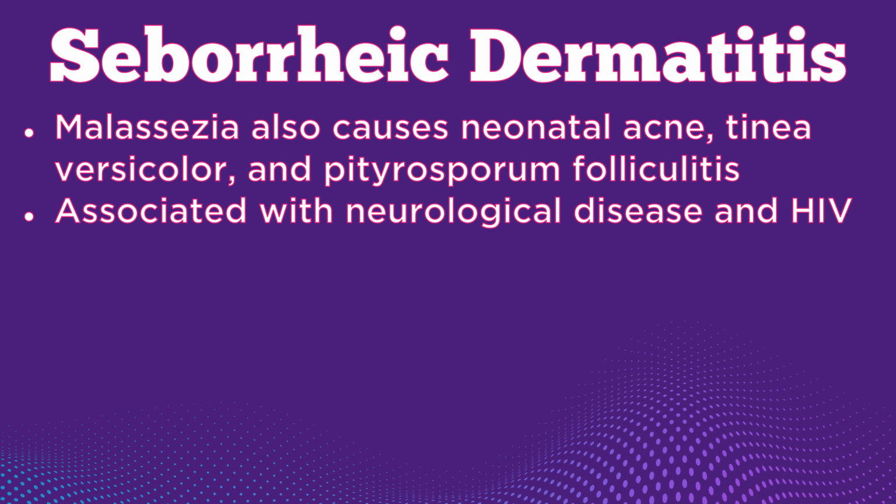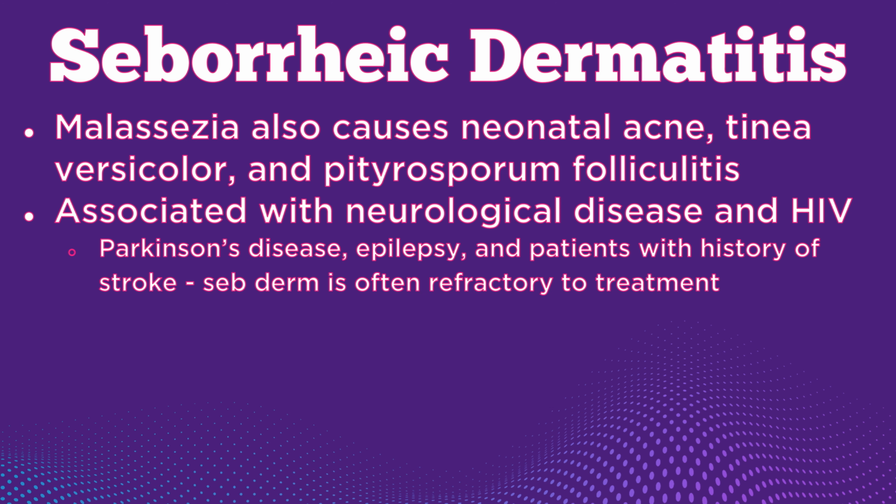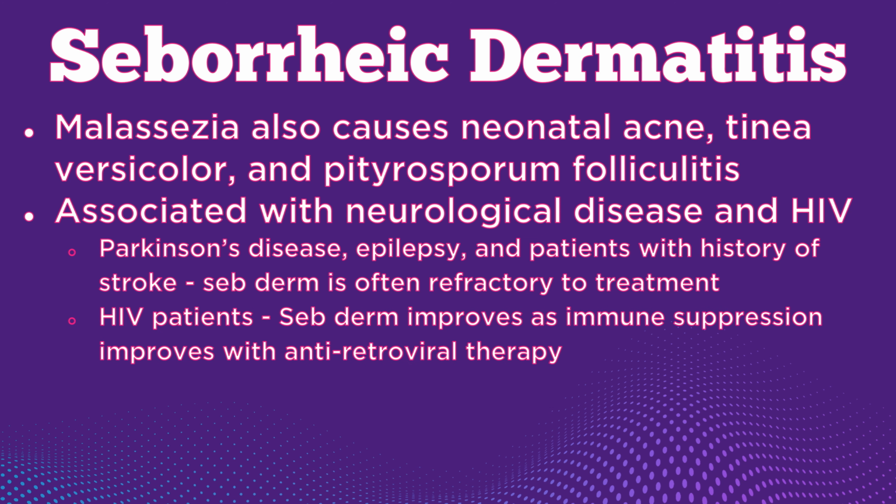People with neurologic disease such as Parkinson's disease or epilepsy may have refractory seborrheic dermatitis for reasons that aren't exactly clear. Interestingly, there are reports of patients with a history of stroke with unilateral nerve deficits having unilateral Seb Derm on the affected side. As far as HIV patients go, they are more likely to have Seb Derm, possibly due to their immunosuppression.